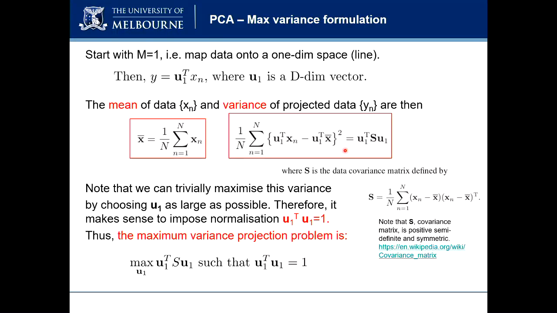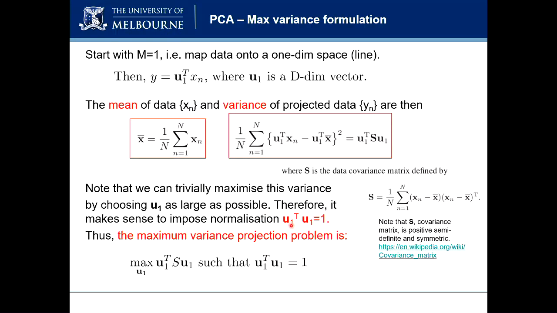So if you want to maximize this with respect to u1, and this is quadratic, well, the issue is you can maximize it by making u as large as possible, right? So you make u large, then this will be large. Then what's the point? So we should put some additional constraint on this, and that would be, let's say, a normalization constraint.